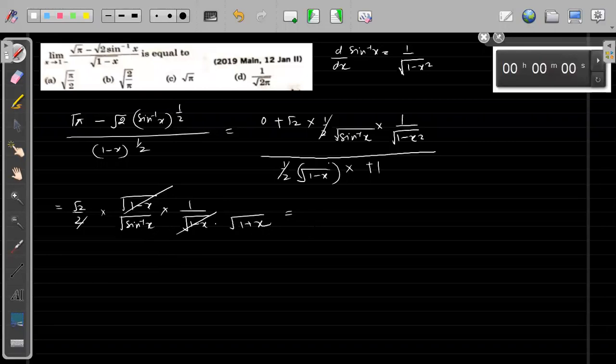The 0 by 0 form is now reduced to normal form. So this is root 2 into sine inverse of root of sine inverse of x. Sine inverse of x is sine inverse of 1, and sine inverse of 1 is pi by 2. So this is root of pi by 2 into root of 2. So this root 2 and root 2 get cancelled. So this will be simply root of 2 divided by root of pi. So the answer is simply B.